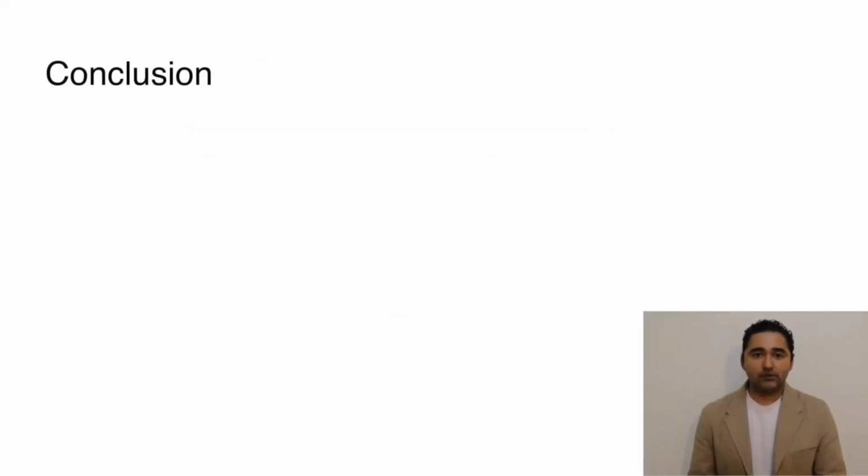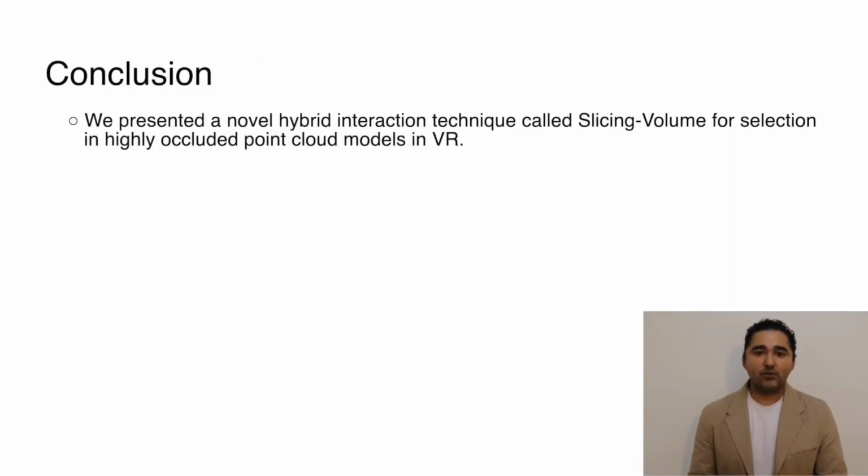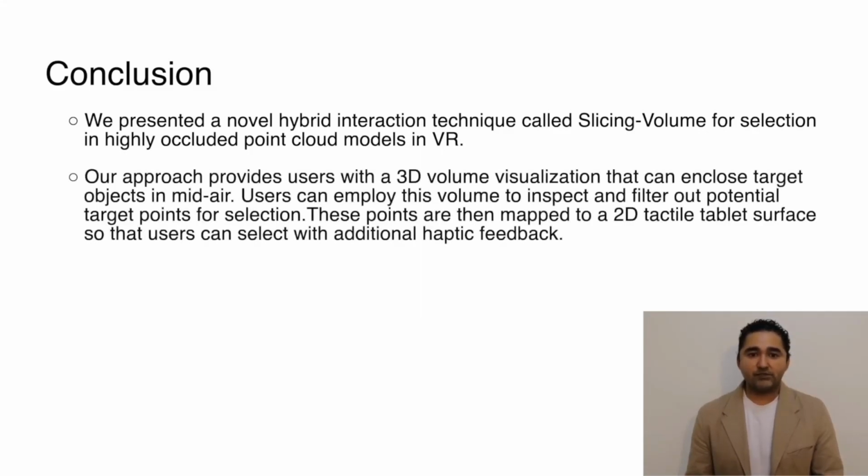To conclude this talk, in this paper, we presented a novel hybrid interaction technique called slicing volume for selection in highly occluded point cloud models in VR. Our approach provides users with a 3D volume visualization that can enclose target objects in midair. Users can employ this volume to inspect and filter out potential target points for selection. These points are then mapped to a 2D tactile tablet surface so that users can select with additional haptic feedback.